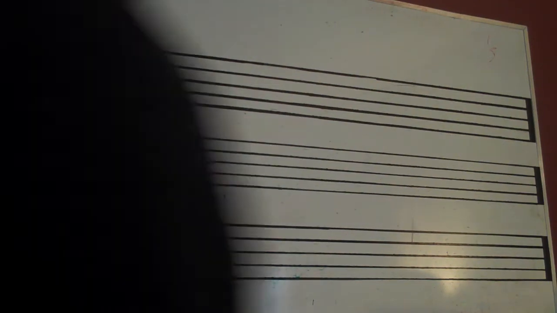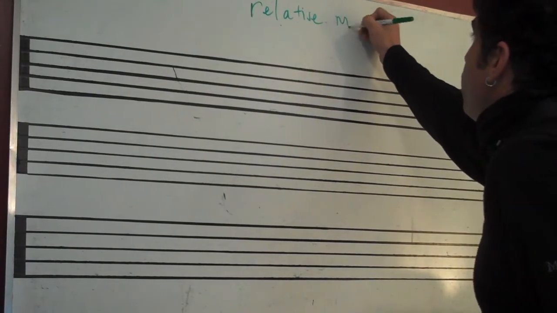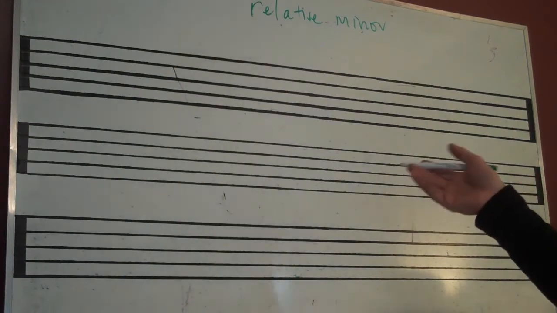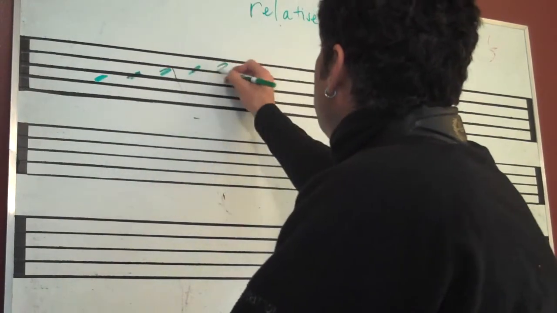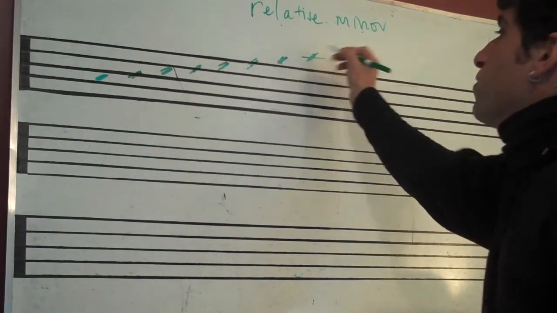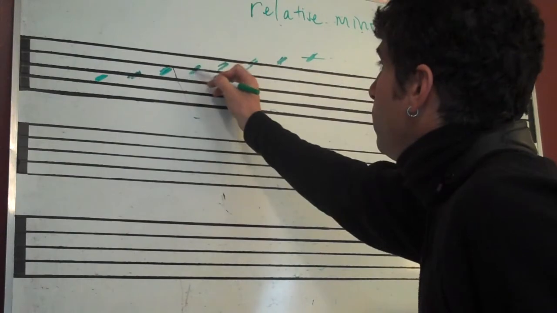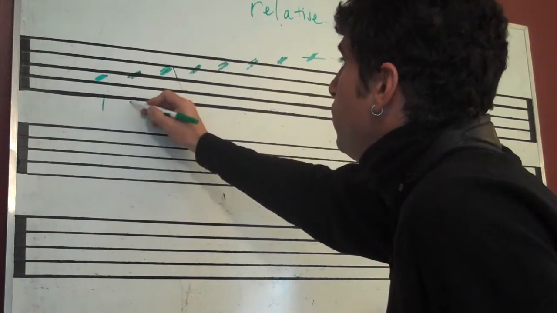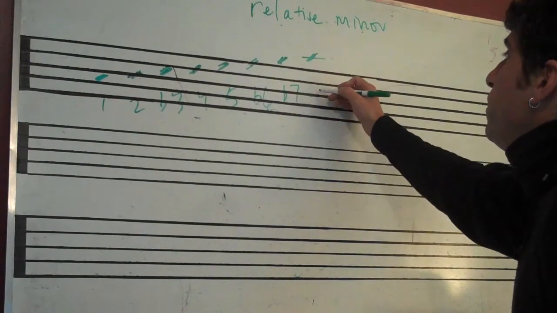So I want to talk about relative minor scales. And we've been talking about natural minor. So if we were to write out an A natural minor, this is a natural minor scale, and you'd notice that you've got 1, 2, flat third, 4, 5, flat 6, flat 7, and 1.